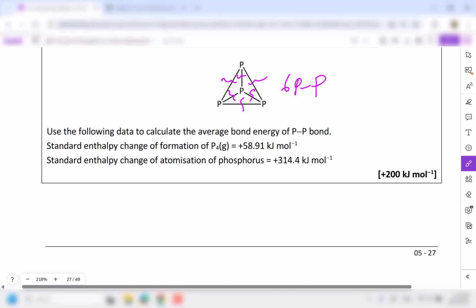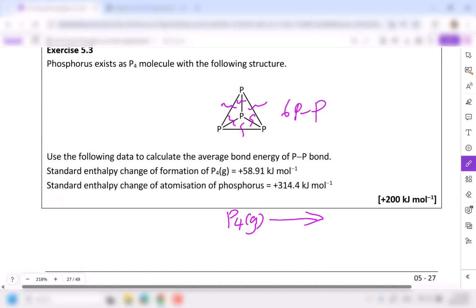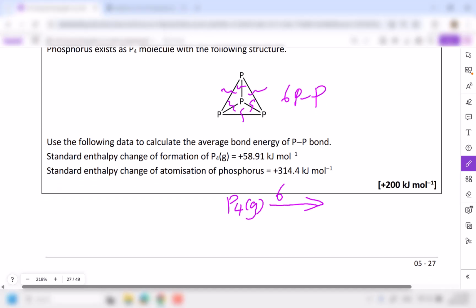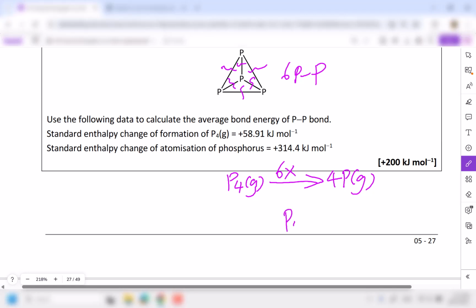First of all, it exists as a molecule, so I have P4 gas. I break all the bonds. If I let it be X, so we have 6X here. Then I'll get 4 P gaseous. So this is the gaseous molecule. Then enthalpy change of formation for P4 gas is defined as the enthalpy change when 1 mole of P4 gas is formed from its constituent elements. The constituent element should be a solid here.